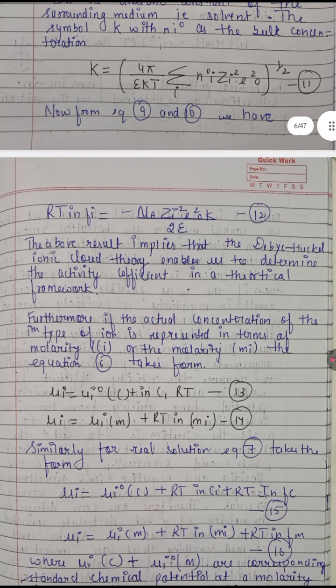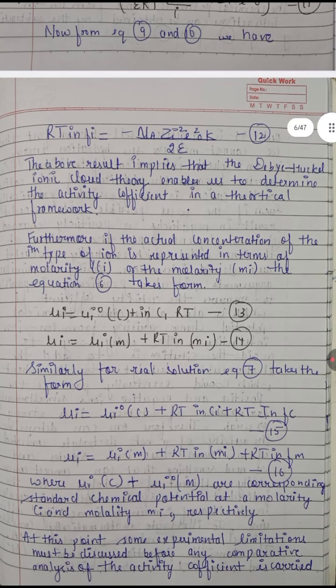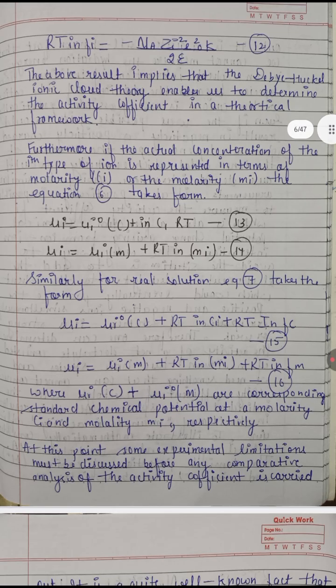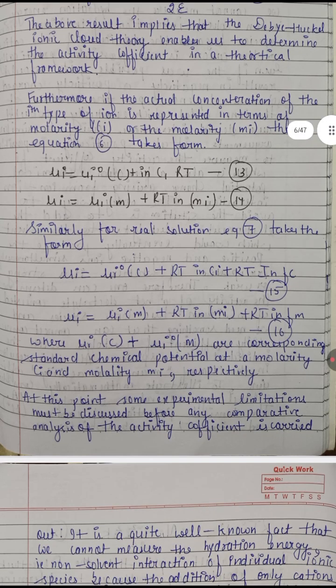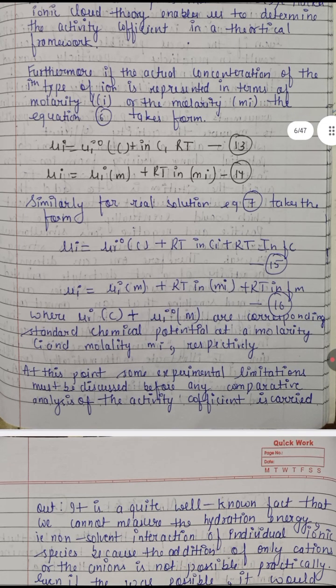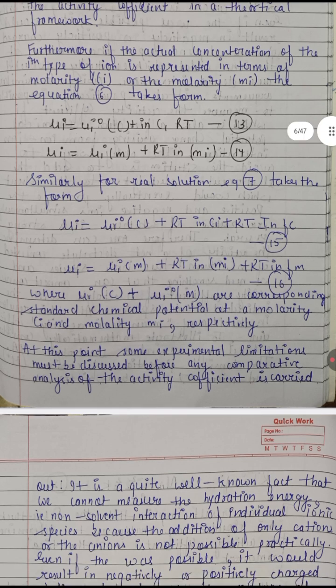The symbol kappa, with Ni naught as the bulk concentration, equals 4 pi by epsilon k T summation i Ni naught Zi square e naught square, the whole to the power 1 by 2, which is equation 11. Now from equations 9 and 10 we have RT ln fi equals minus Na Zi square e naught square into kappa by 2 epsilon, which is equation 12. The above result implies that the Debye-Huckel ionic cloud theory enables us to determine the activity coefficient in a theoretical framework.